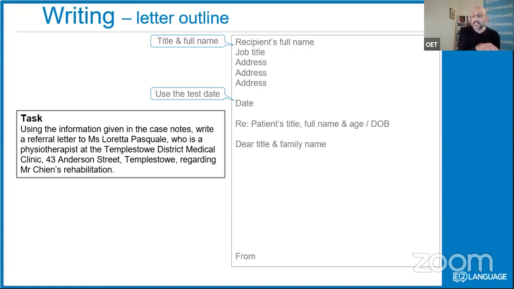there are dates in the case notes today which you will be referring to in the letter. So that's what you would use, those dates. Okay. So you don't need to make anything up. It's just date of letter is date of the test. Okay. Cool. All the information you need is there for you on the left-hand side.